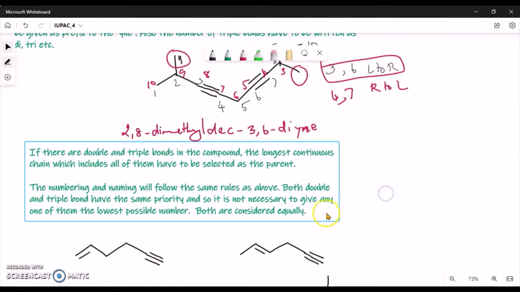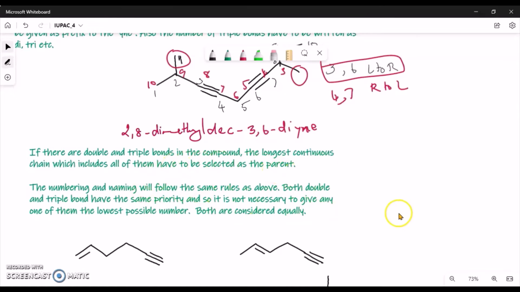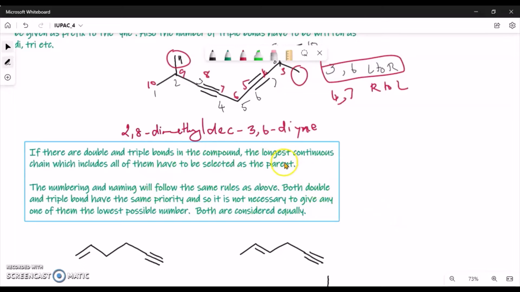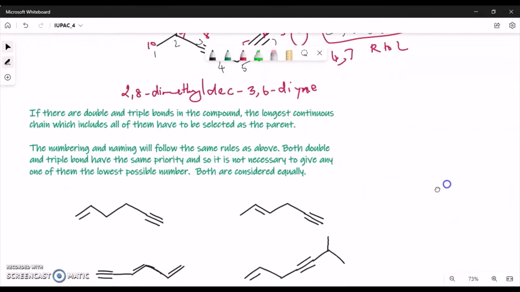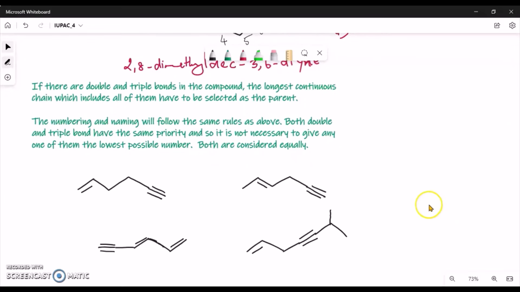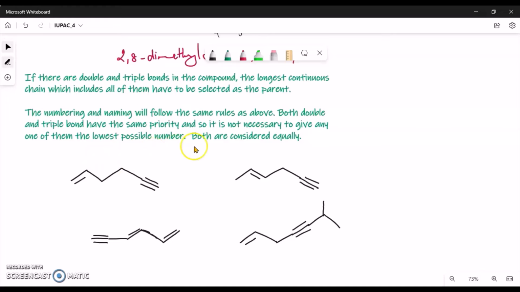Now, if there is both double and triple bonds in the same compound, then what do you do? Then you have to choose the longest continuous chain which includes all of them. You have to include all the double and triple bonds in the longest continuous chain, and that will be the parent. And then the numbering and naming will follow the same rules as above.